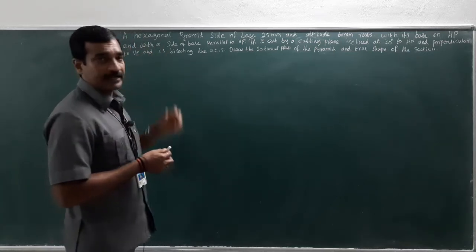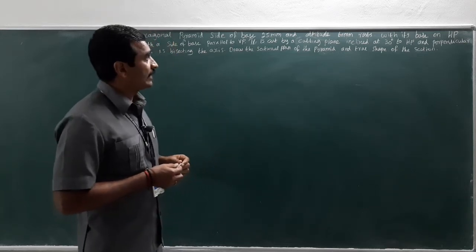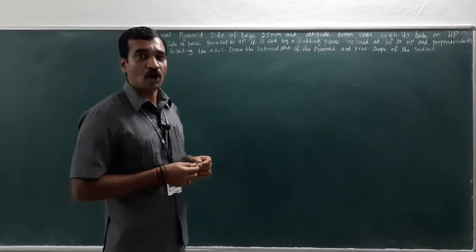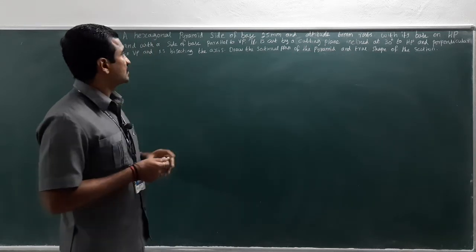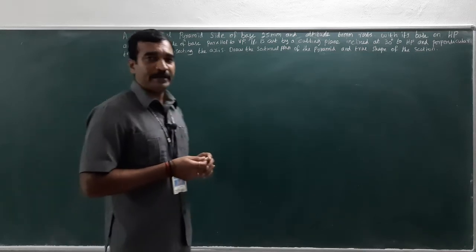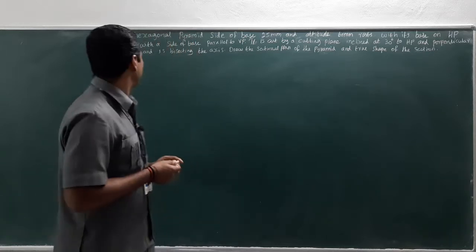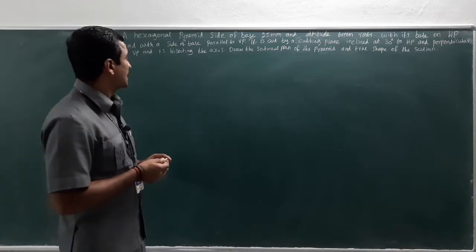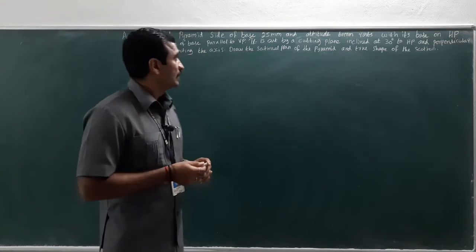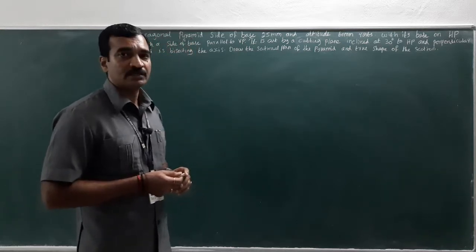A hexagonal pyramid of side of base 25 mm and altitude 60 mm, which is resting with its base on HP and with a side of base parallel to VP. It is cut by a cutting plane inclined at 30 degree to HP and perpendicular to VP and is bisecting the axis. Draw the sectional plan of the pyramid and true shape of the section.